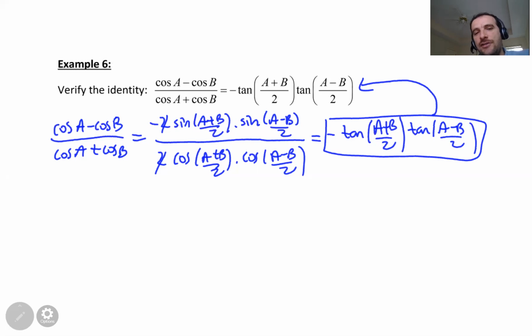All right. So in this section, we have a couple of identities. We just use those identities and simplify. All right? Okay. In the next video, I'm going to work on section 7.5. See you in the next video.